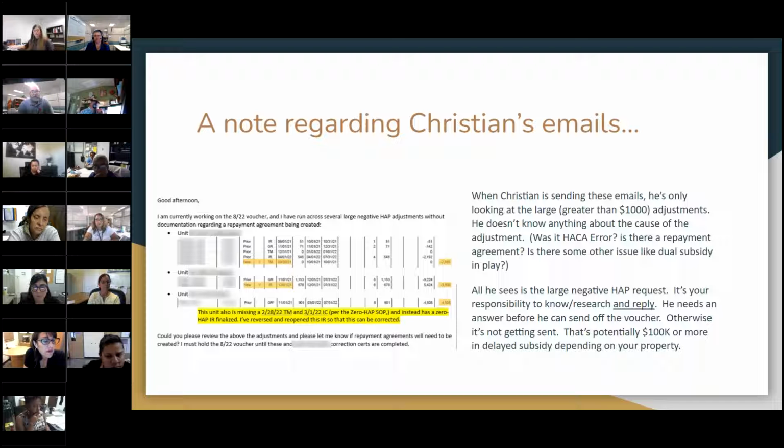He's not going through Laserfish. He's not looking at certs and the reason for certs. He does need an answer though. He needs to know, why is there this giant adjustment? Is there a write-off in process that I'm not seeing? Is there a repayment agreement? If it gets to this point, it's well past the point where we could have calculated the repayment agreement balance and started to get it signed. So that's where these emails are coming from. All he knows is we're asking HUD for a lot less money for this household. What's going on? That's his question.